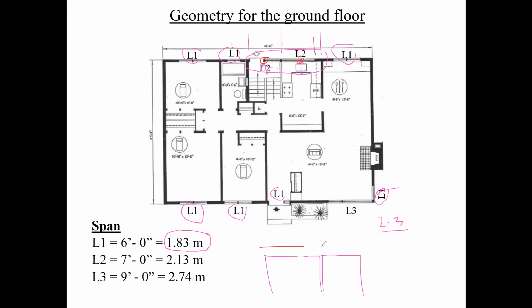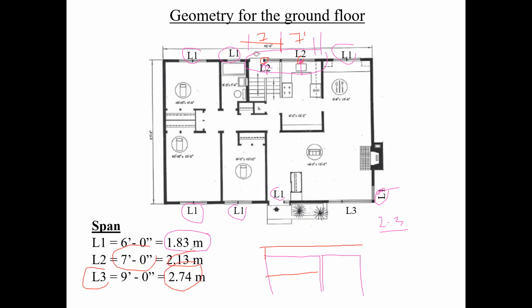So therefore, the lintel would go like this. So when I'm saying that L3 is 9 feet, this is the length of this one here. I'm sorry, L2 is 7 feet. So take this to be 7 feet here, and take that to be 7 feet there, which would give you 2.13 meters. And that's what you use to calculate the lintels and the column over here.